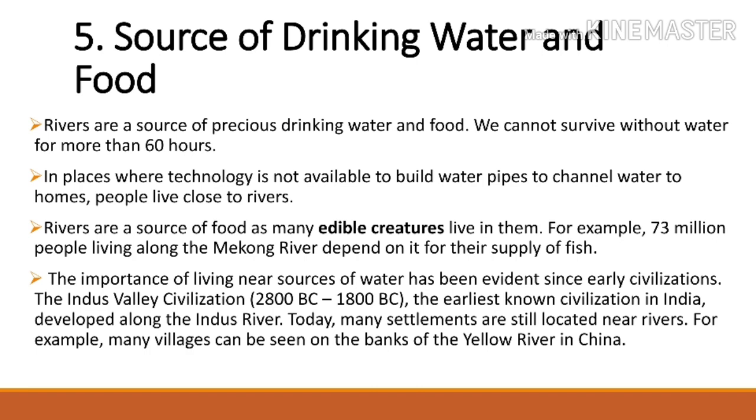Now, the fifth positive impact of rivers is source of drinking water and food. Rivers are a source of precious drinking water and food. We cannot survive without water for more than 60 hours. In places where technology is not available to build water pipes to channel water to homes, people live close to rivers. Rivers are a source of food as many edible creatures live in them. When we say edible creatures, they are the creatures which could be eaten, like fishes. For example, 73 million people living along the Mekong River depend on it for their supply of fish.